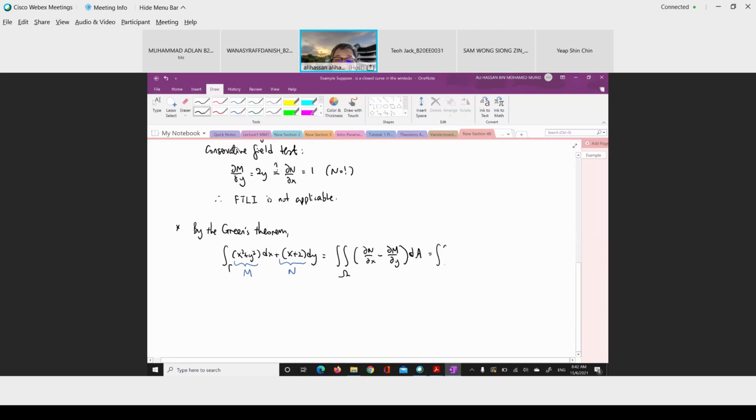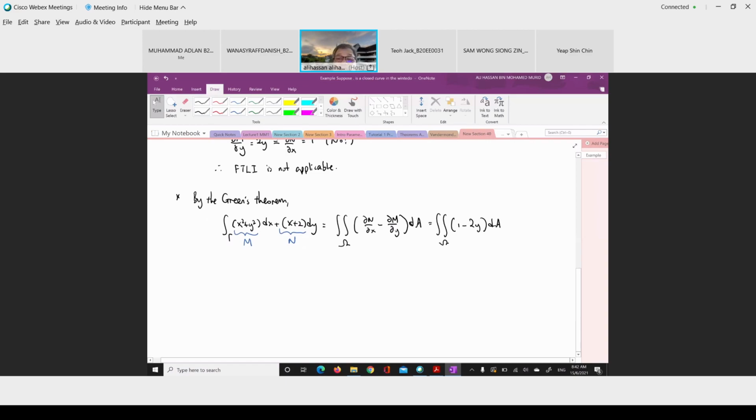So n partial x is what? It's 1, right? And m partial y is 2y. So the line integral reduces to this double integral. And we have studied evaluation of double integral before. So now we try to evaluate this double integral. To evaluate it, we must know the limits, isn't it? What are the limits for this double integral?